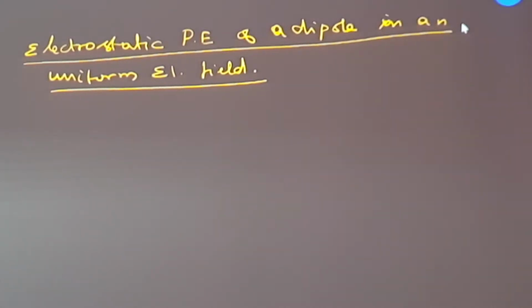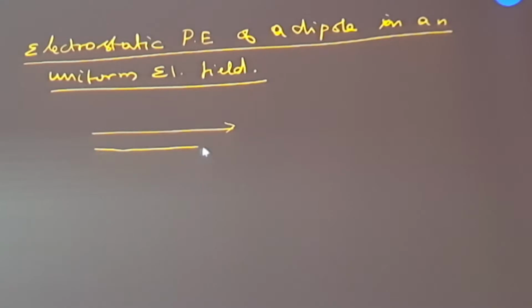So today we are going to study about the electrostatic potential energy of a dipole in a uniform electrical field. You know what is meant by a dipole, and also what is meant by a uniform electrical field. In our previous classes, we have studied about the potential energy due to charges and due to a system of charges. Similarly, we are going to study the electrostatic potential energy of a dipole when the dipole is placed inside a uniform electrical field. So for that, let us consider a uniform electrical field.